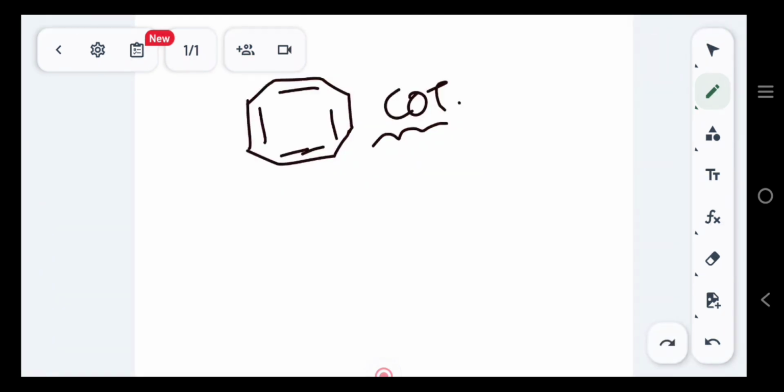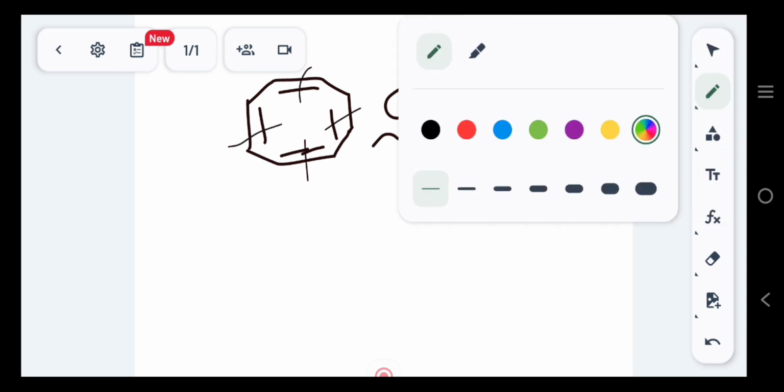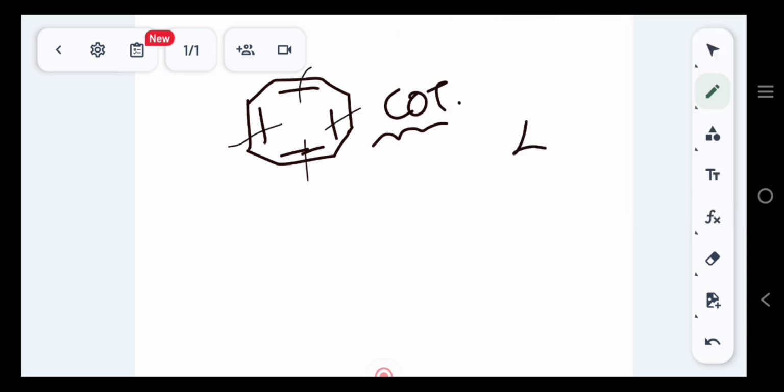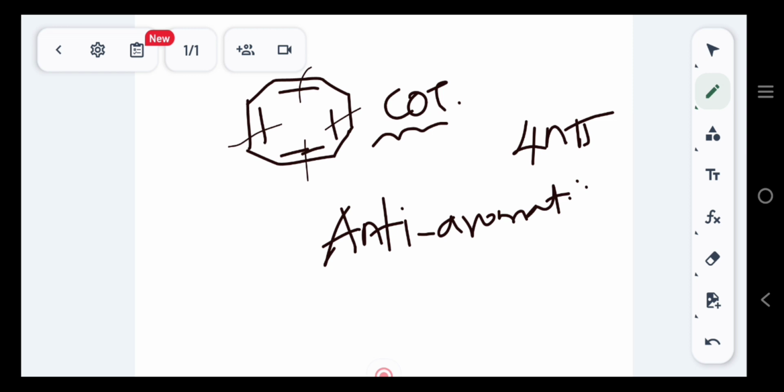Here all the carbon atoms are sp2 hybridized. It is cyclic in nature. It has conjugation of pi electrons. So you may think: 2, 4, 6, 8, so there are 8 pi electrons. It is a multiple of 4, that is 4n pi electrons. Hence this particular compound will be anti-aromatic. Right? But if you think like this, it is wrong.